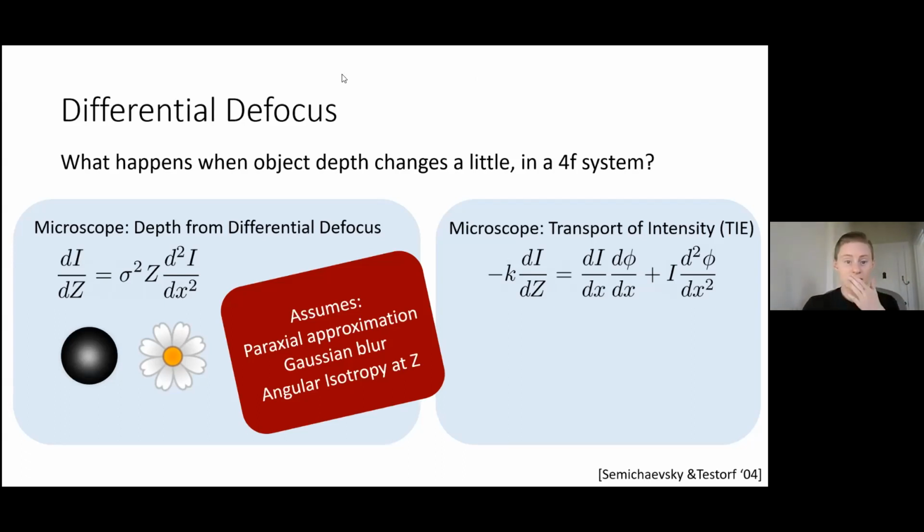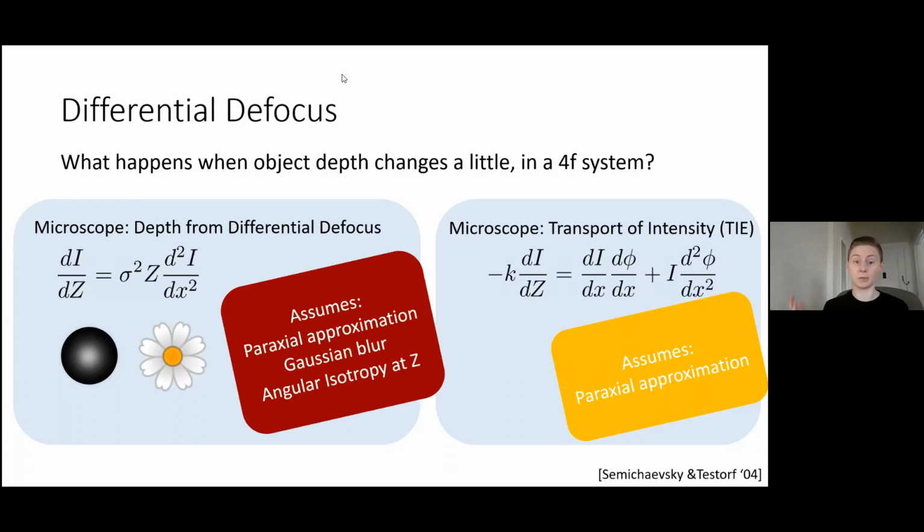As I mentioned, the transport of intensity equation already works for the partially coherent case. It's just that now that phi, instead of standing for the traditional definition of phase, now stands for that generalized version of phase that we described with the Wigner distribution function. So this applies equally well in this setting, and all we have to assume is the paraxial approximation.